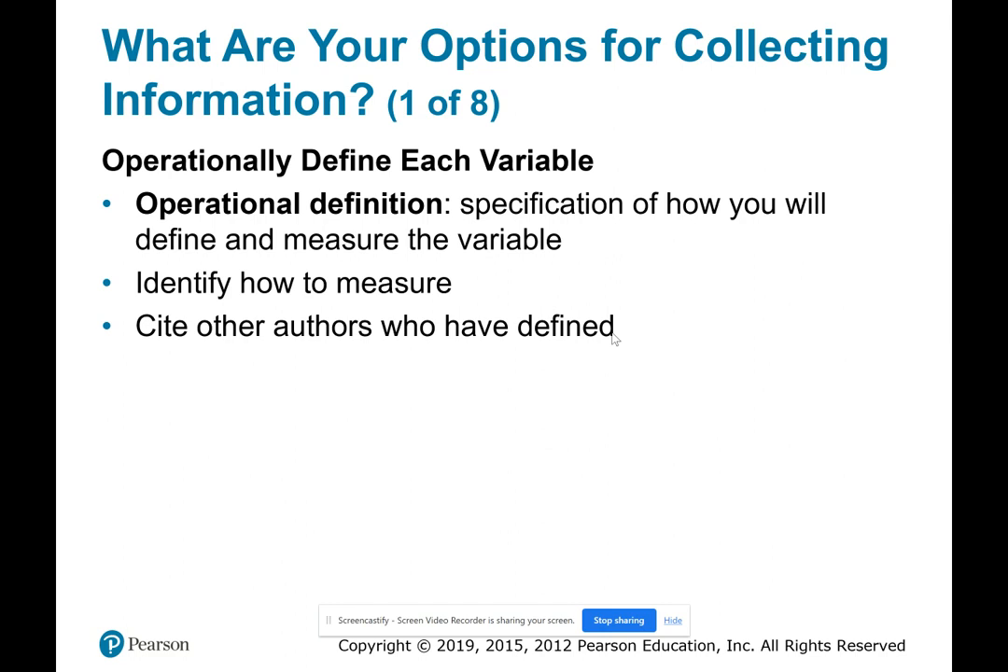You have to identify your variables in your questions and hypothesis. This will include your IV, your DV, and your control variables. An operational definition is the specification of how you will define and measure the variable in your study. You need to identify how you're going to measure your variable and cite other authors who have identified how to measure it. So that's important for you to cite other authors right there in your paper, okay?